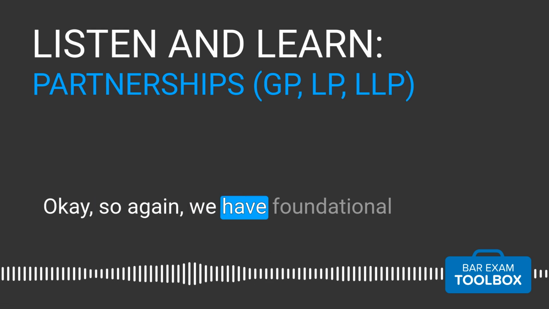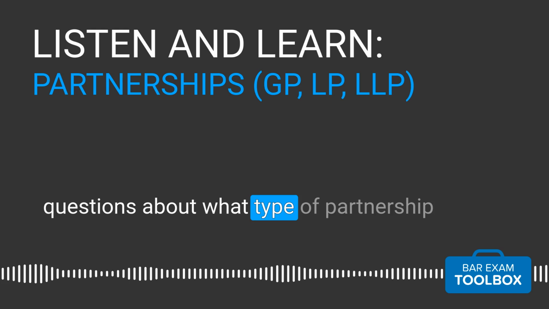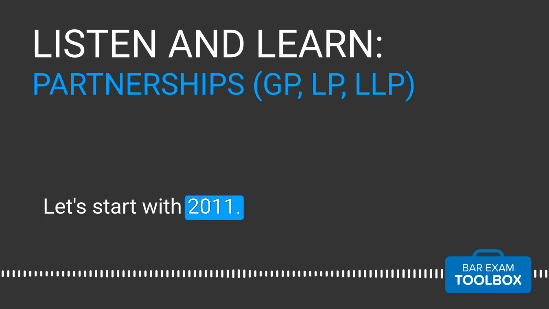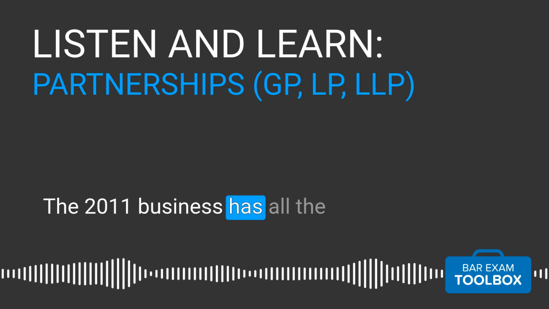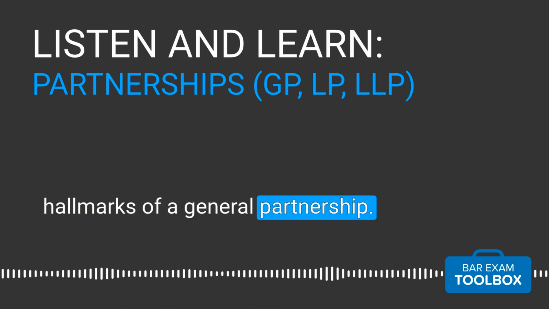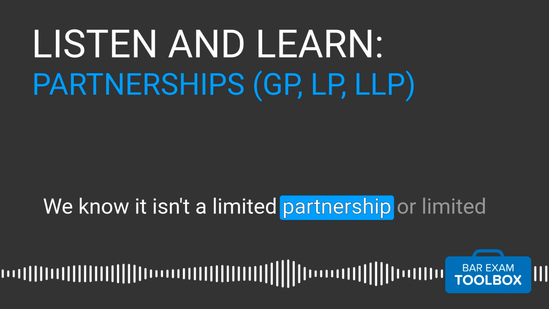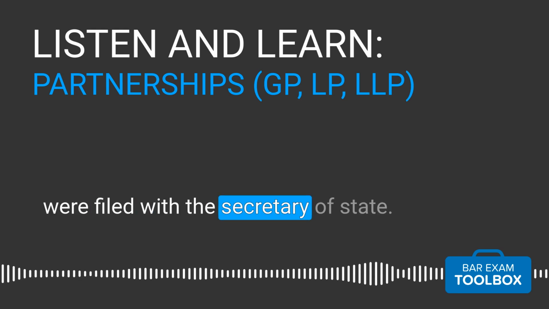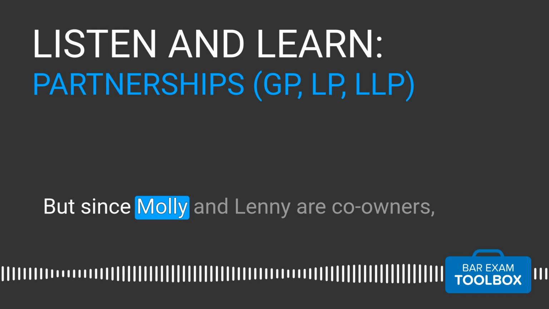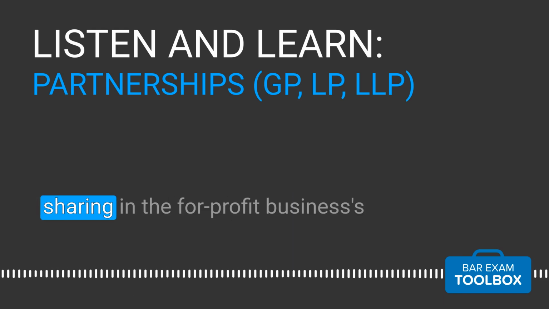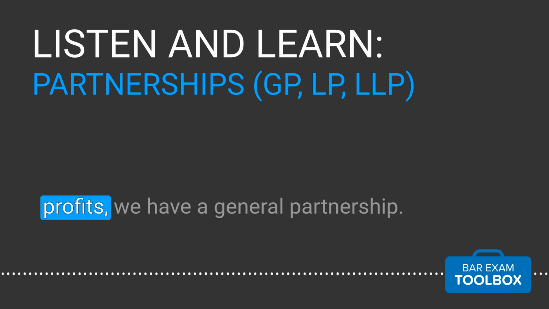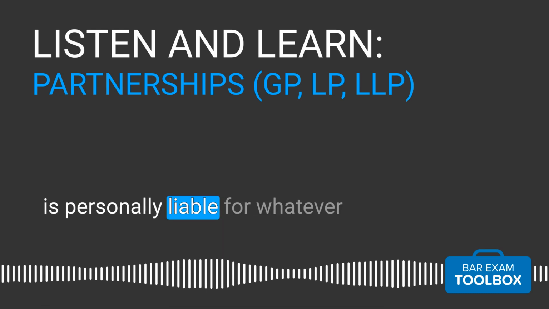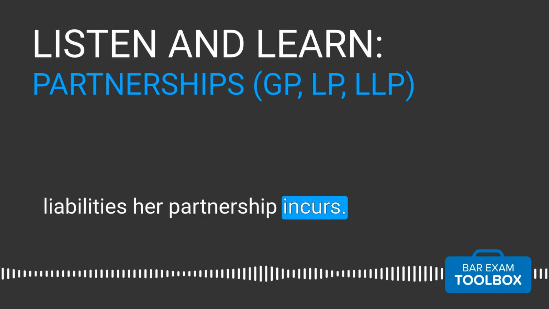Okay, so again, we have foundational questions about what type of partnership was formed by Molly and Lenny and when. Let's start with 2011. The 2011 business has all the hallmarks of a general partnership. We know it isn't a limited partnership or limited liability partnership because no documents were filed with the Secretary of State. But since Molly and Lenny are co-owners sharing in the for-profit business's profits, we have a general partnership. So if nothing else changes, Molly is personally liable for whatever liabilities her partnership incurs.